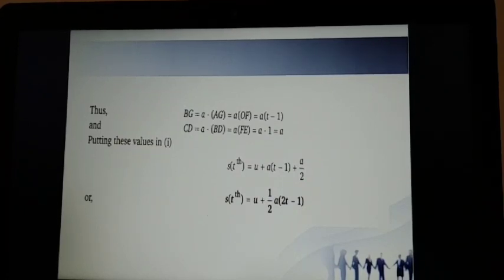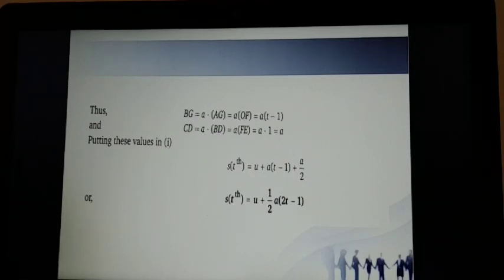And when you are rearranging, you take AT plus AT minus A, so S is equal to U plus AT minus A plus A by 2. Minus A plus A by 2 will become minus half A. If you keep half A common from the second and third terms, it will become U plus half A into 2T minus 1. Simple mathematics. S is equal to U plus half A into 2T minus 1.